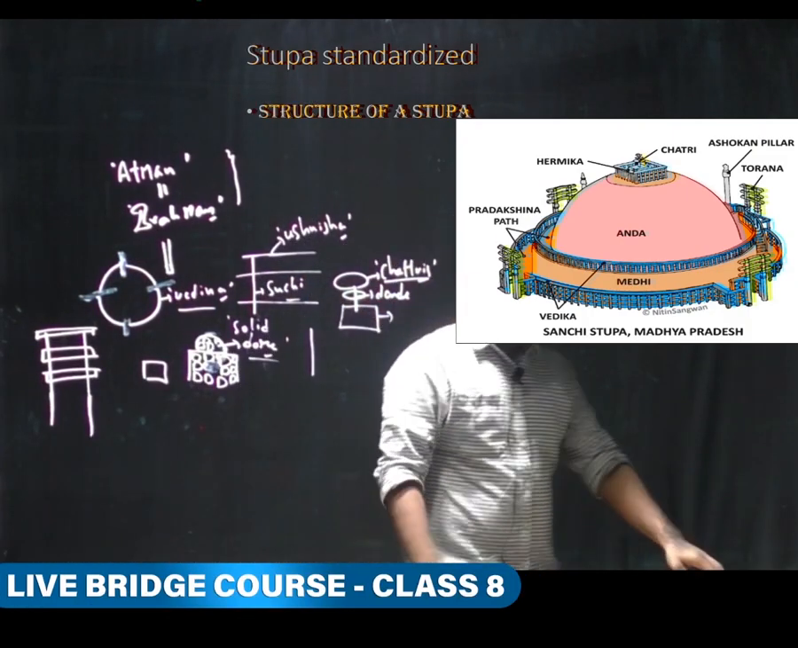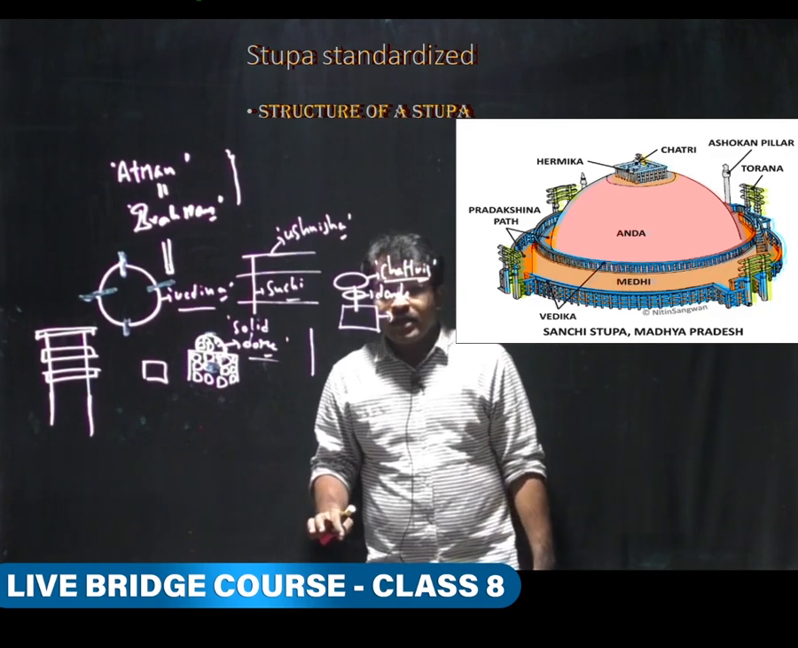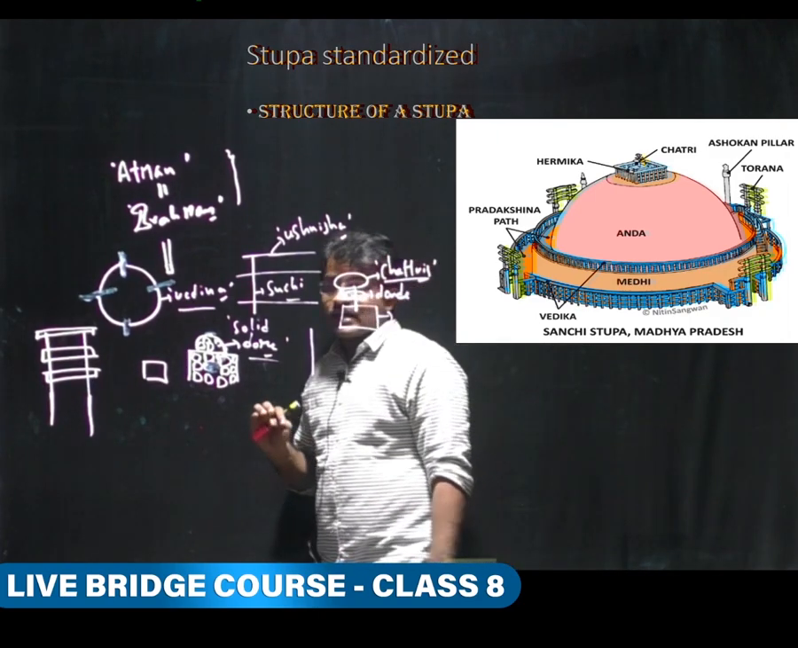So this finishes the discussion on stupa. I am just giving some more features. This is how we are going to discuss architecture: each and every feature of a given architectural style.